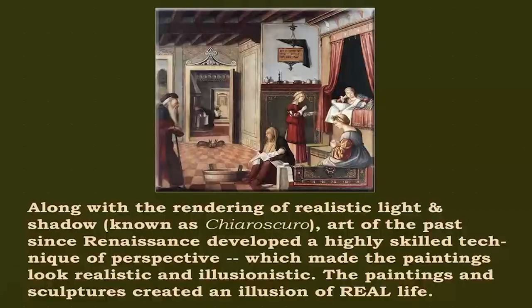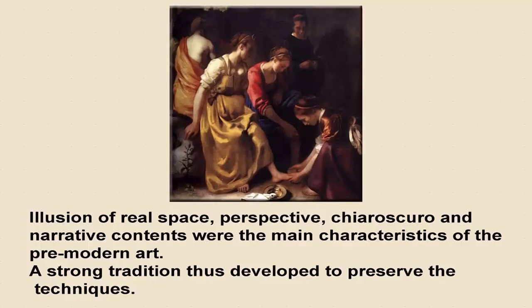Continuously, these kinds of paintings created an illusion of real space, real surface, real figures, real forms, even real lighting shapes. The paintings and sculptures in the tradition created an illusion of the real. In modern art, nobody would ever try to create an illusion of the real. They would rather try, as I have mentioned in my earlier module, to interpret the real. So, illusion of real space, perspective, chiaroscuro, and narrative context. This is very important.